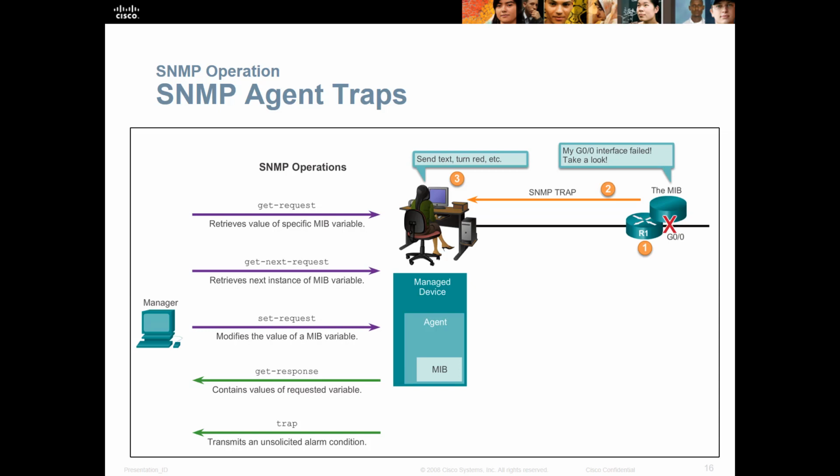A GET request retrieves the values from a MIB variable. GET next request retrieves the instance of the MIB variable. Set request will modify the value of the MIB variable, and then should return a GET response. It contains the value of the requested variables, and then the trap will transmit an unsolicited alarm condition if an issue happens.